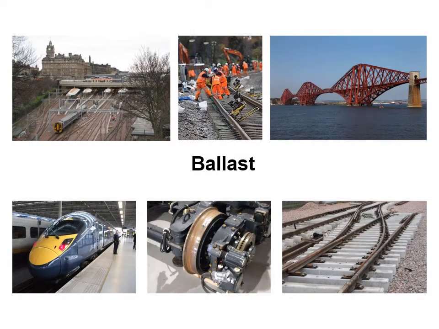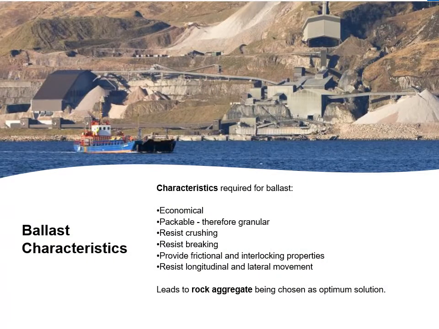So now we're going to have a look at the ballast. The general characteristics required for ballast are that it must be economical, it must be packable, therefore granular, it must resist crushing, it must resist breaking, it must provide frictional and interlocking properties, and it also must be resistant to longitudinal and lateral movement. This leads to a rock aggregate being chosen as an optimum solution.